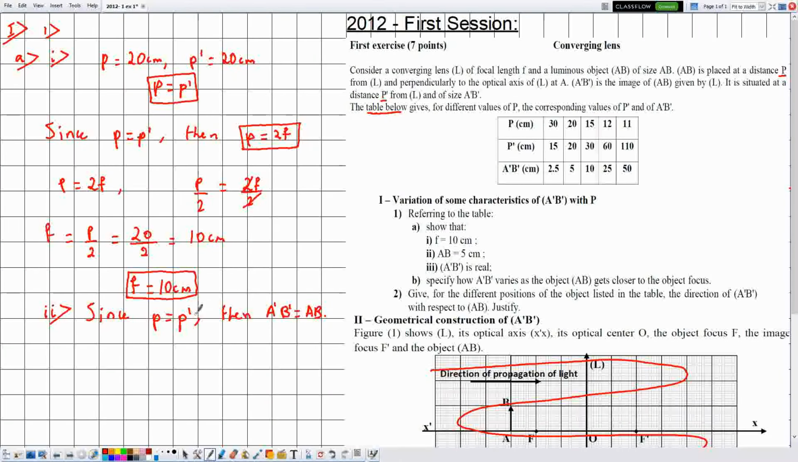Because P is equal to P prime, then the size of the image is equal to the size of the object. A prime B prime is equal to AB, but we know that the value of A prime B prime is equal to 5 centimeter. Then this will give me that the size of the object is also 5 centimeter.